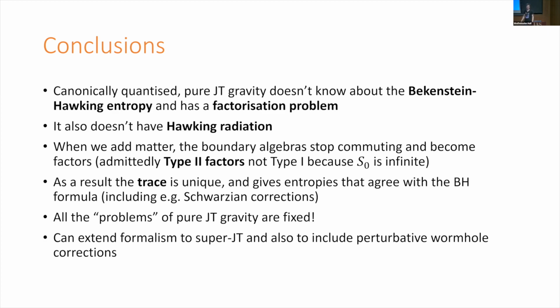Just a quick question. What do you mean by the Schwarzian corrections? I mean, if I go to very low temperatures, then the density of states is sinh of square root E rather than e to the square root E. Yeah, I mean that.